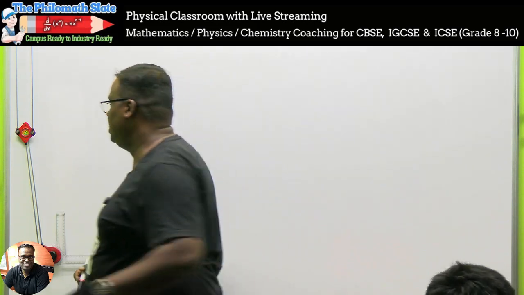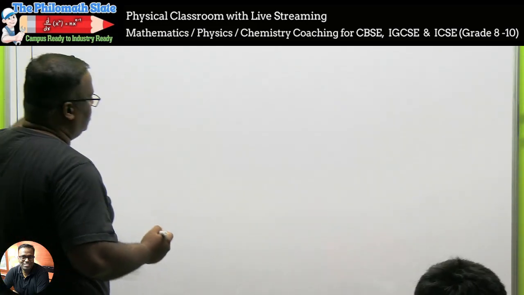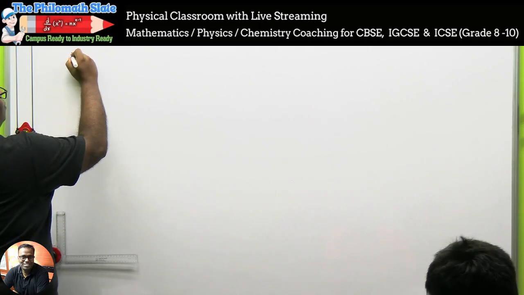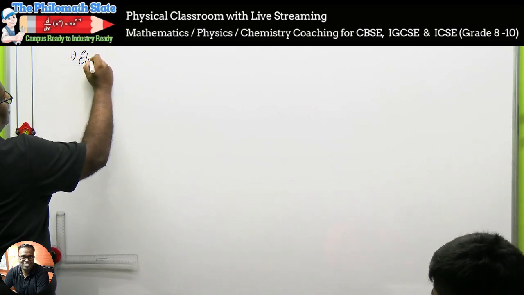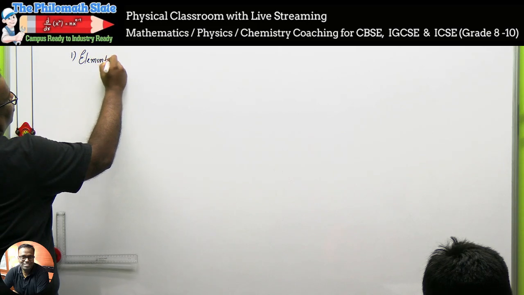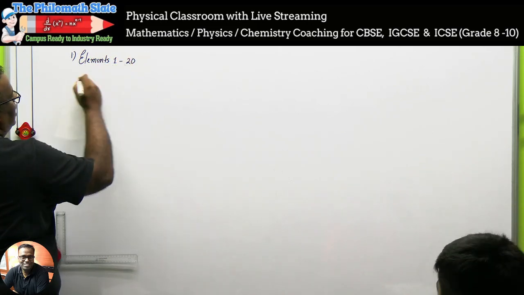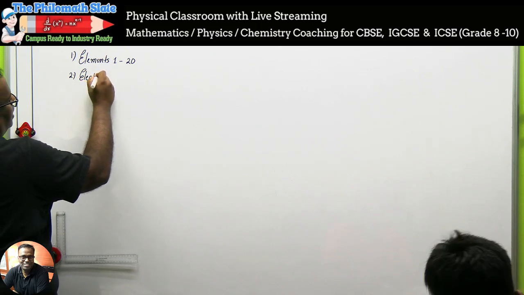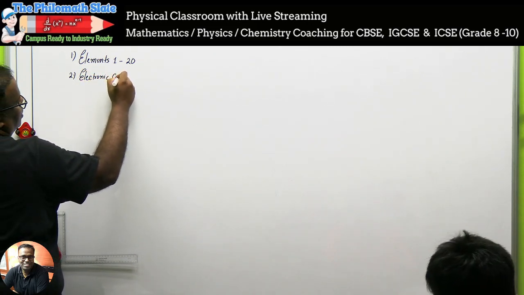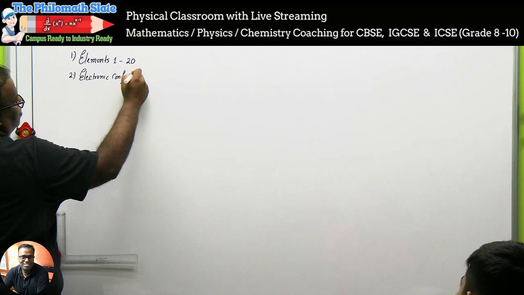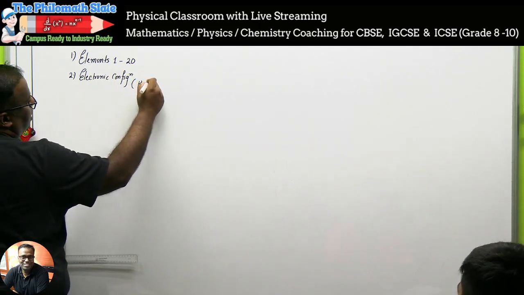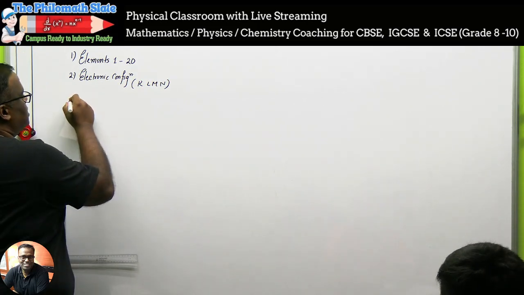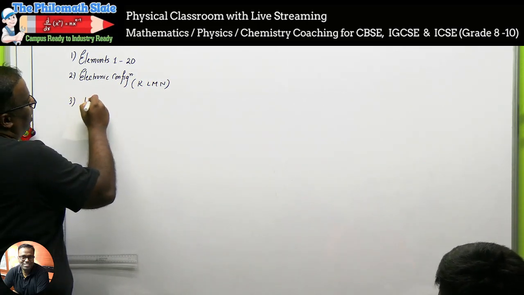Okay. A small recap of whatever we studied. Though that was not from this chapter, it was from the chapter after it. We spoke about the elements from atomic number 1 to 20. Then we also discussed something called the electronic configuration. Electronic configuration means typically the KLMN. This part we had discussed.